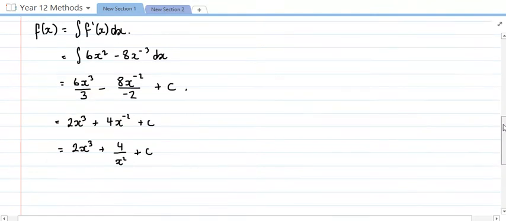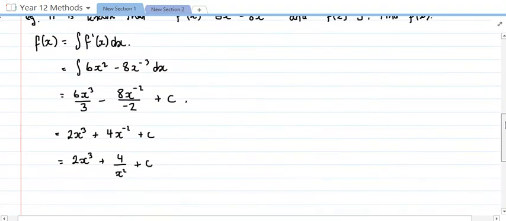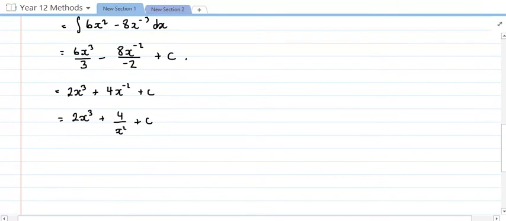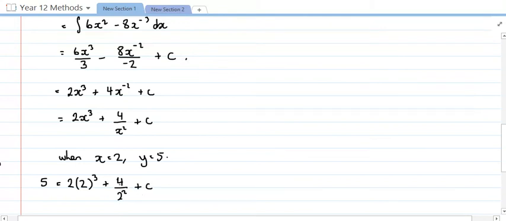And the next thing, we know that f of 2 is equal to 5. So that means when x equals 2, y equals 5. Okay, we have that information. So subbing those into the equation, we get 5 equals 2 times 2 cubed plus 4 over 2 squared, and then plus c.